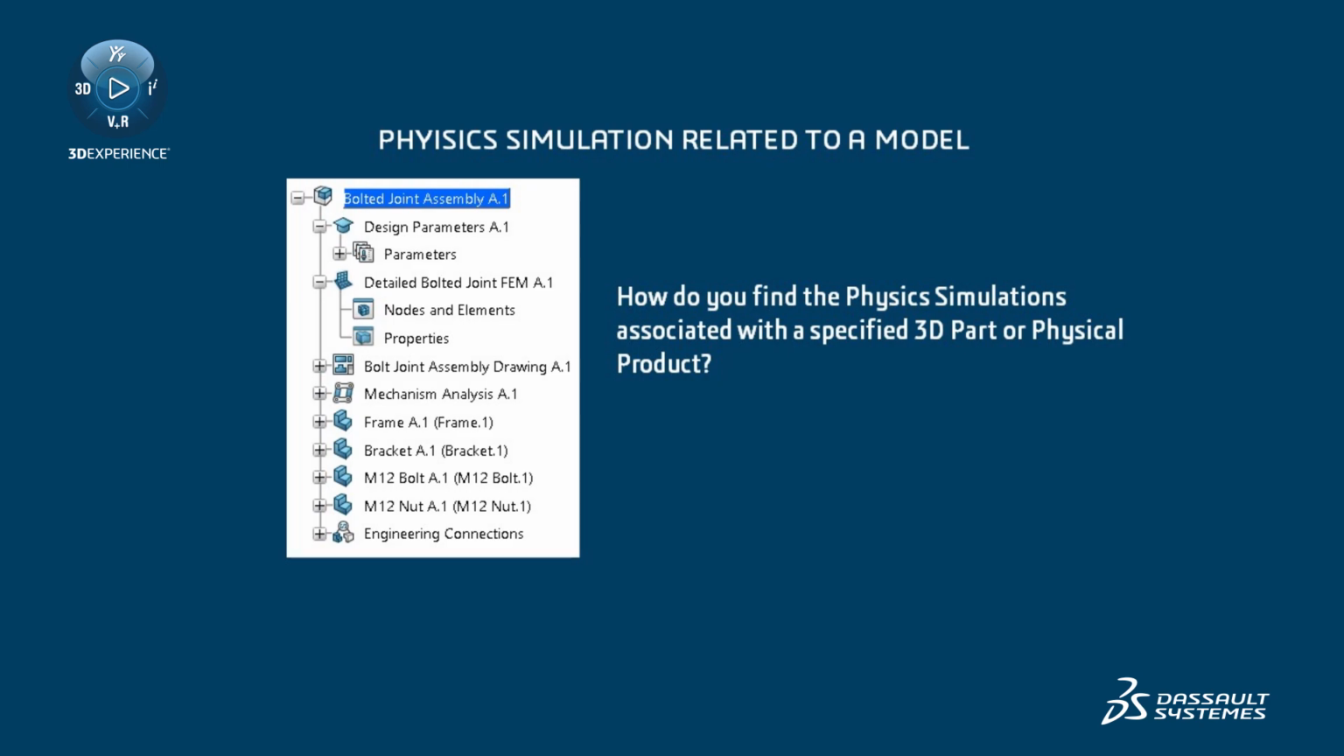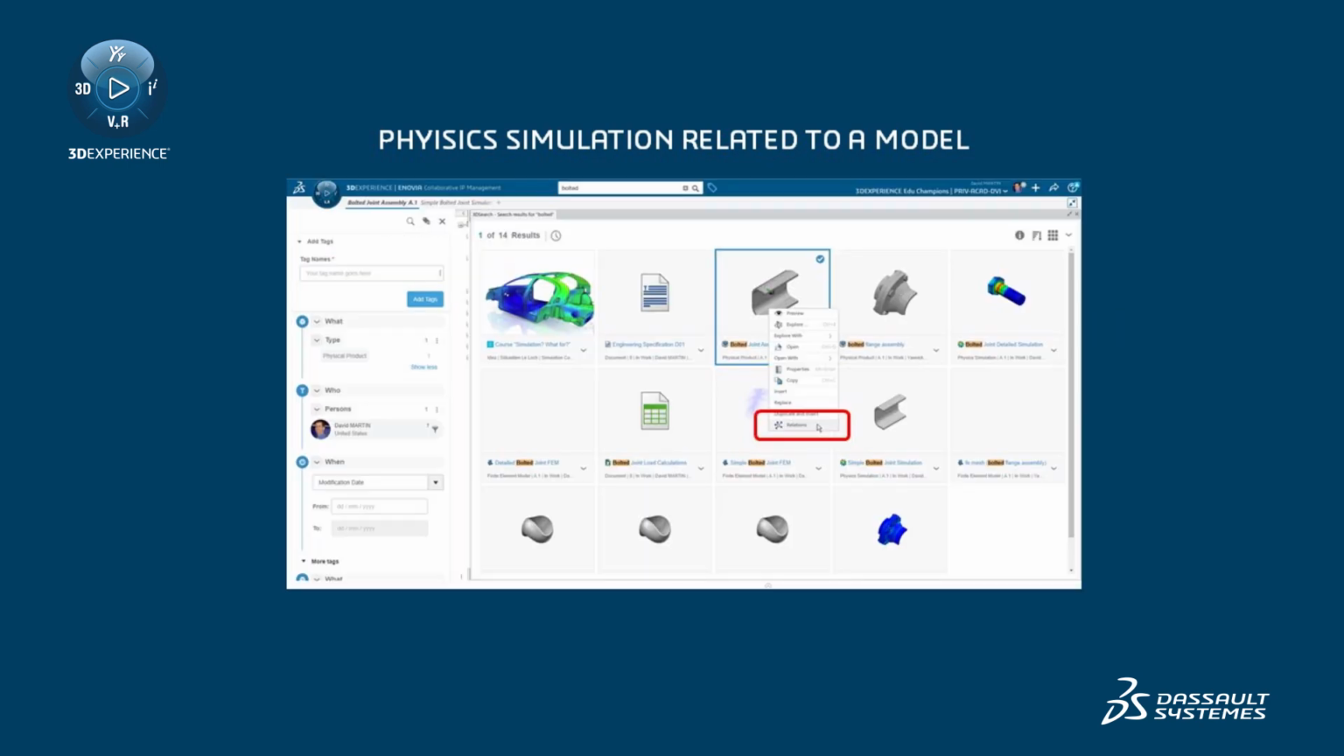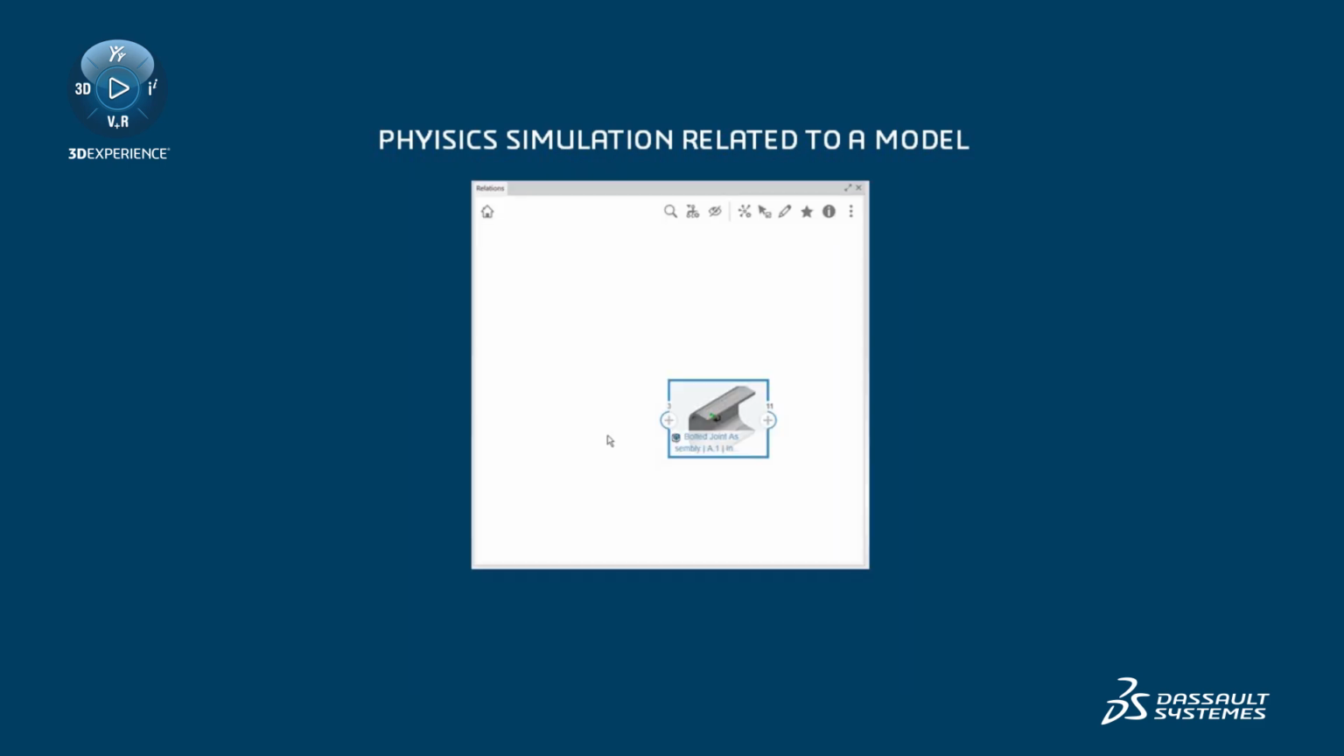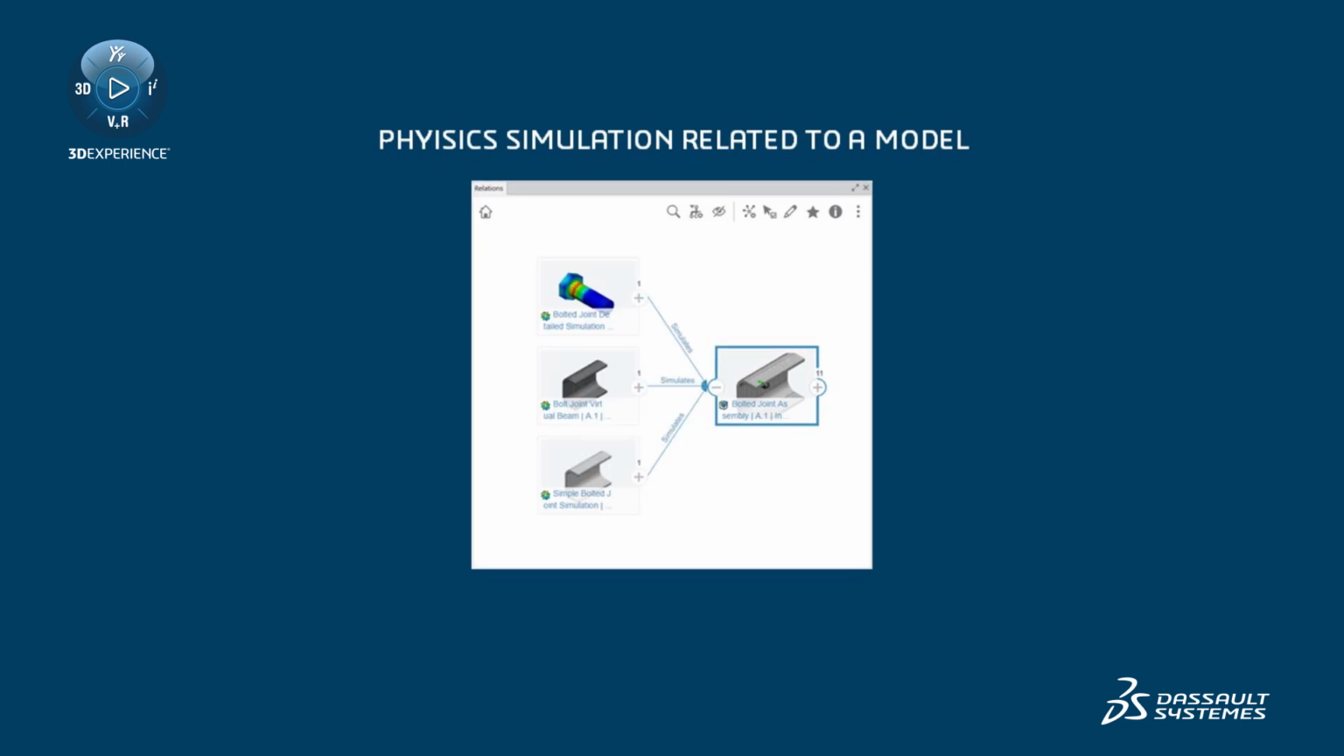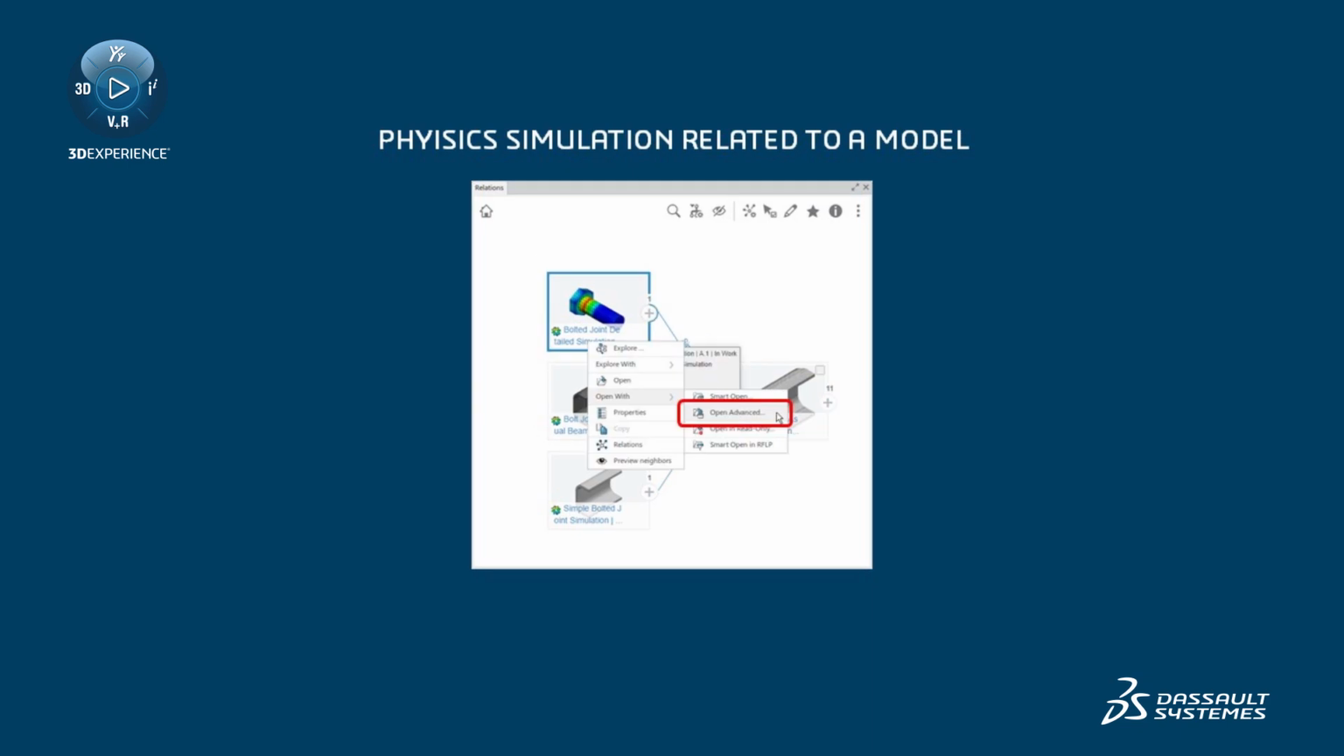Locating the physics simulations associated with a 3D part or physical product requires a bit more effort. We need to search for the 3D part or physical product. Then, right-click on that object in the search results and select Relations. This launches a new window with the selected part or product and an expandable map showing all data related to it. You can see that there are 3 simulations associated with this product. After locating the simulation that I want, I can right-click and open it.